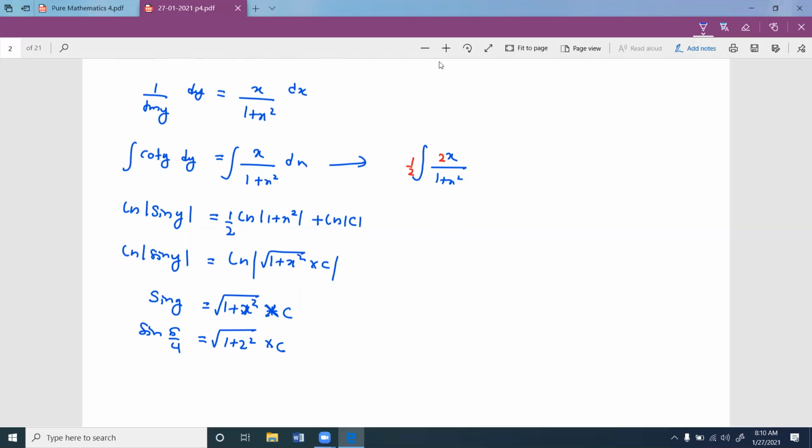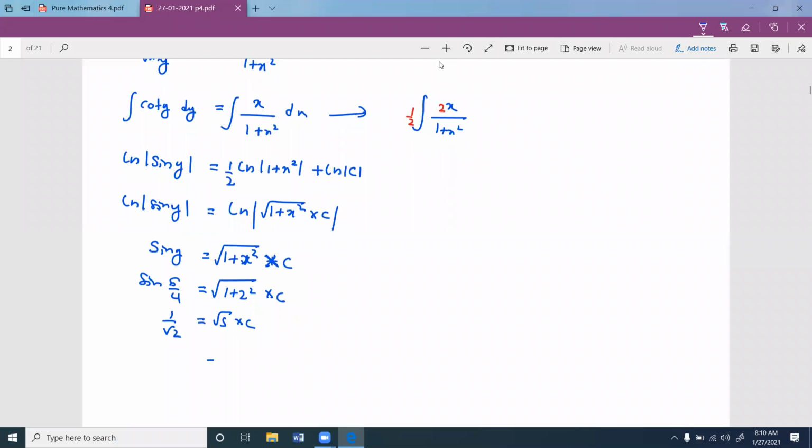Sine pi by 4 is how much? 1 over root 2, and this is root 5 into c. Then c is equal to 1 over root 10. Then you can write the final answer. Sine y is equal to root 10 times the square root of 1 plus x squared. Don't simplify further. Sine y equals the square root of 10 times 1 plus x squared.